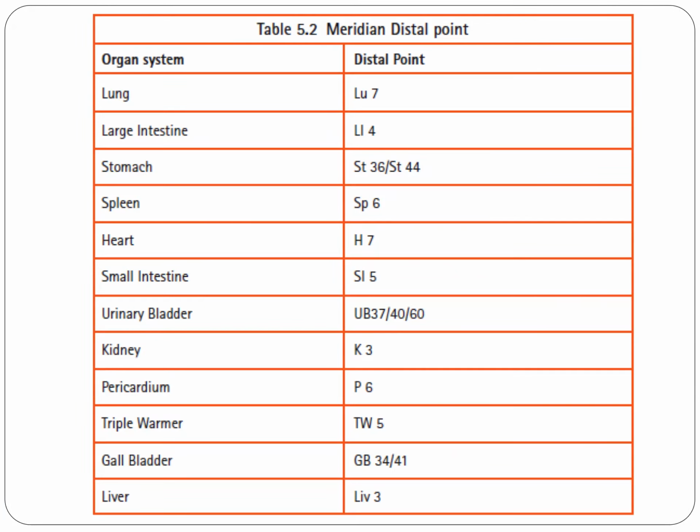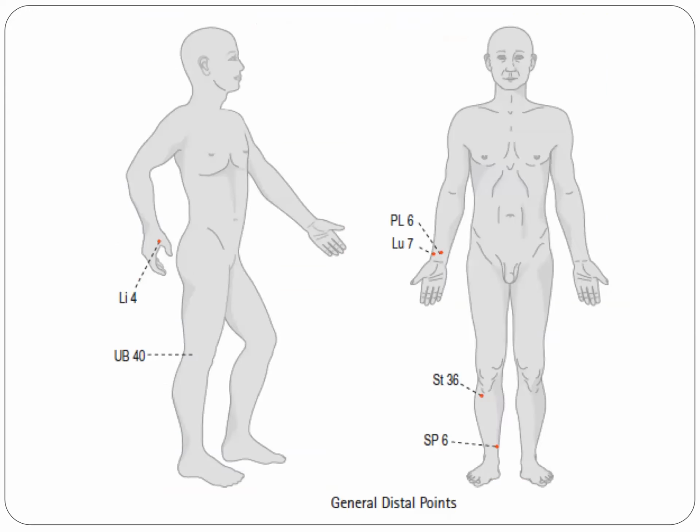Lungs, lung 7; large intestine, LI4. Take note of stomach 36 and stomach 44, spleen 6, heart 7, small intestine 5, urinary bladder, UB 37, 40, and 60, kidney 3, pericardium 6, triple warmer 5, gallbladder, GB 34 and GB 41, and liver 3. Let's take a screenshot. The drawing is there; let us study where the locations of the distal points are.